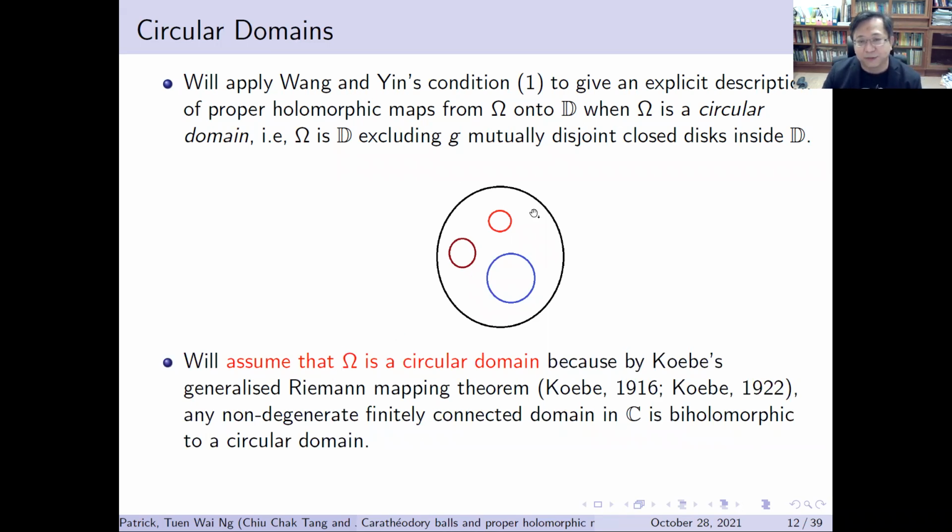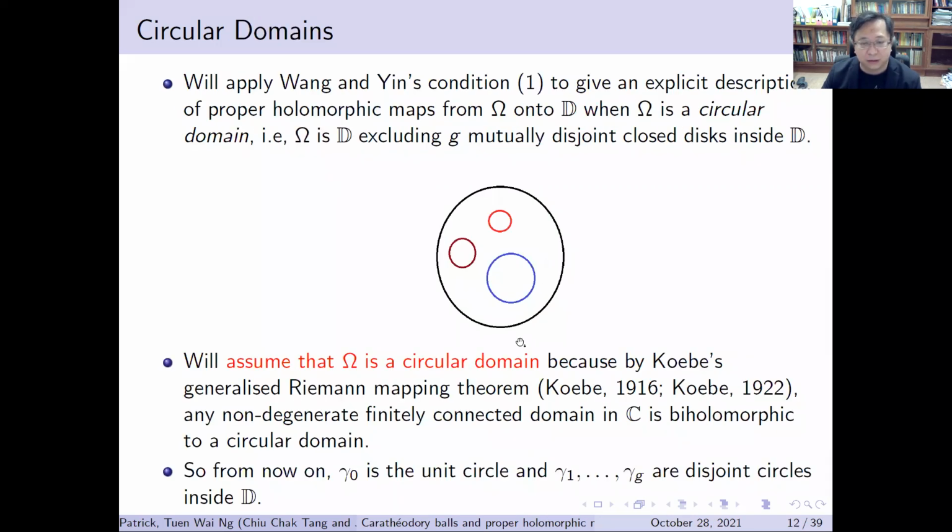This kind of domain is actually quite general because according to a result of Koebe, which generalized the Riemann mapping theorem, any non-degenerate finitely connected domain is biholomorphic to this kind of circular domain. So from now on, we are going to assume those boundary curves are just circles. So gamma 0 will always be the unit circle, and then gamma i will be those inner circles.